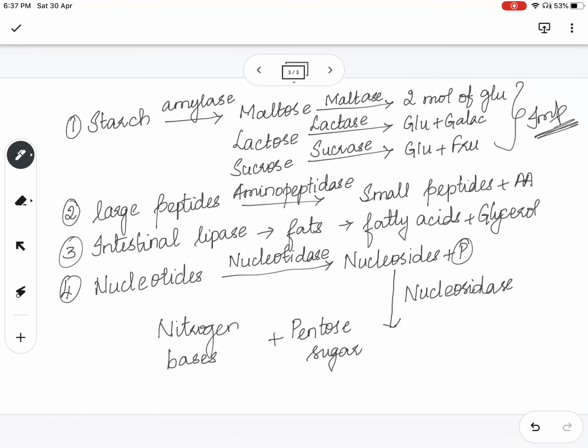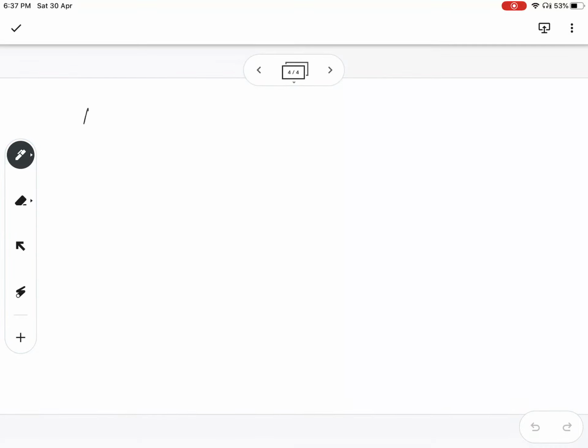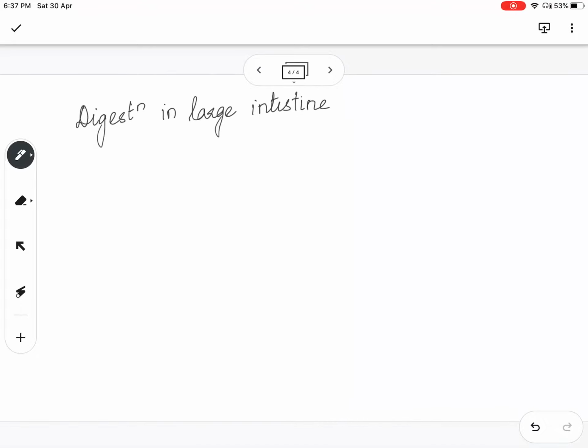Coming to digestion in the large intestine, no such specific activity of digestion is going to take place, but yes, its functions are, for example, absorption of water, then minerals and certain drugs. It helps in the absorption of water molecules, minerals and certain drugs.